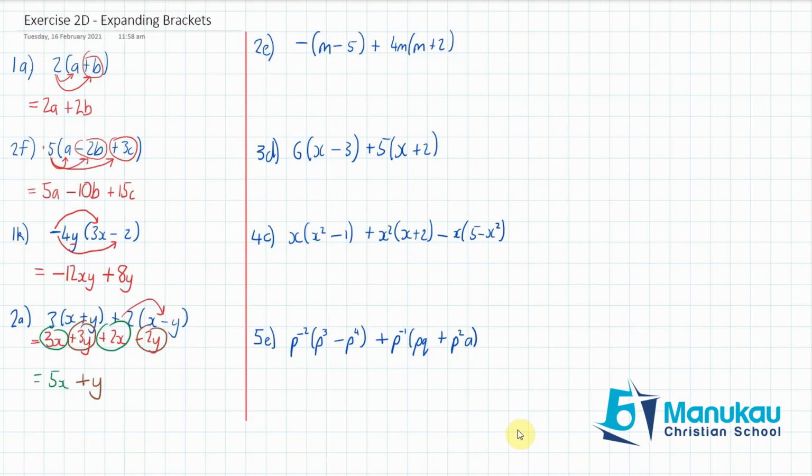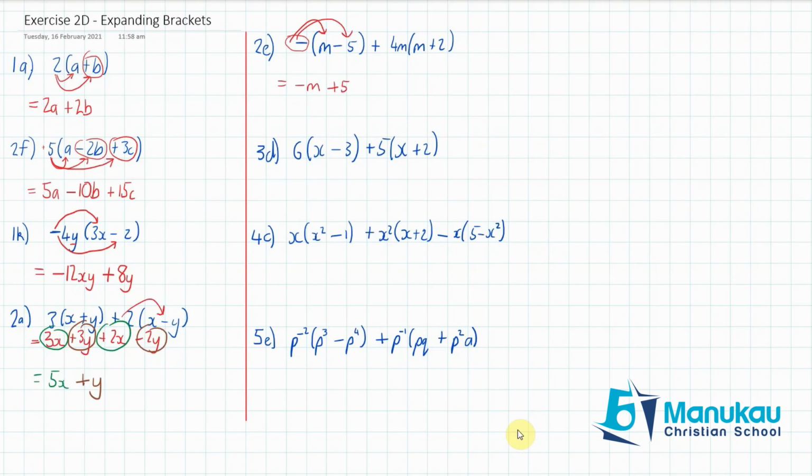Okay, let's move over to 2e. Now, sometimes these ones trip people. What does this mean, just having a minus outside the bracket? It's like minus 1. So we go minus times m, and that's going to give me minus m. I'm going to go minus times minus 5. Minus times a minus is positive, so it's going to be positive 5.